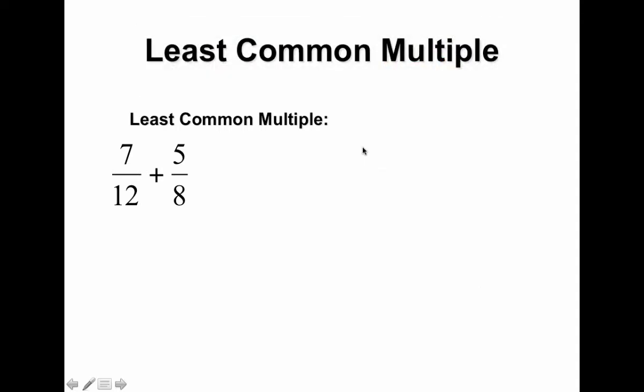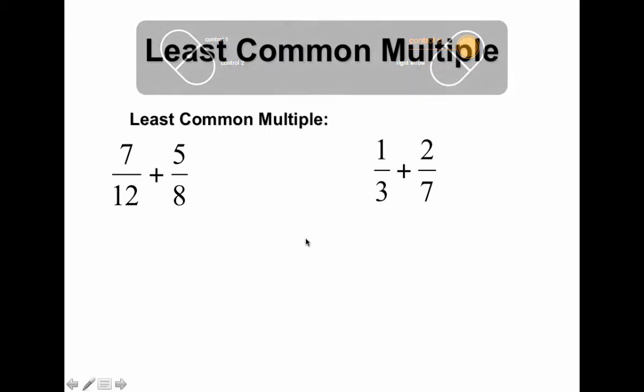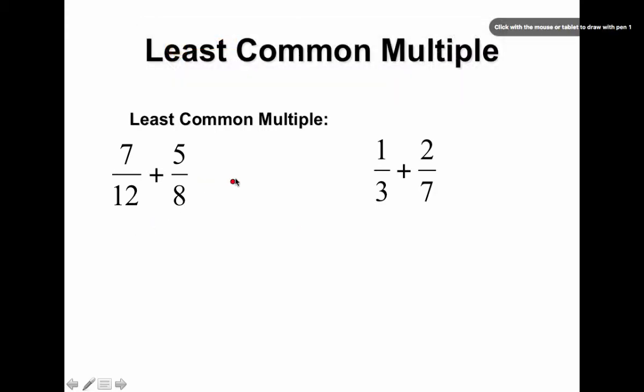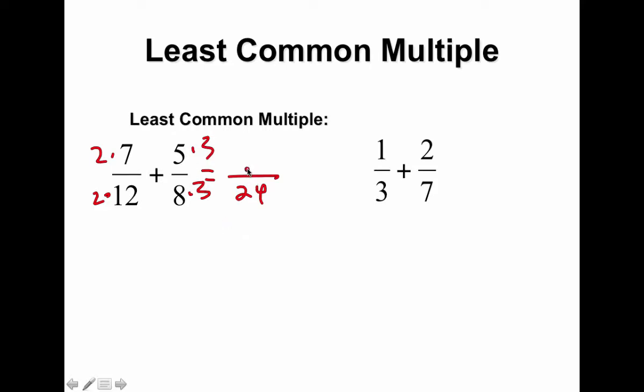Least common multiple. If I'm going to find a least common multiple between 12 and 8, I think sometimes it's easy to talk about the fact that it would be 24. We can think about 12 times 2, and then you've got to multiply times 2 and times 2, 8 times 3 and times 3. I get 14 plus 15. My answer here is 29 over 24. So that's the least common multiple.